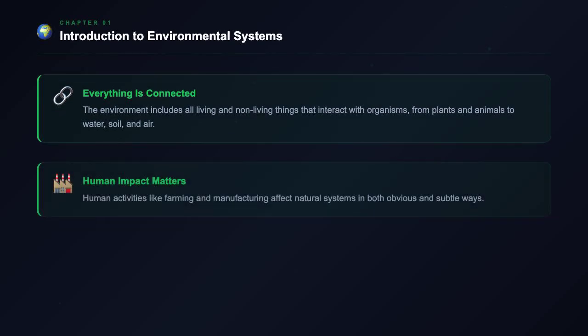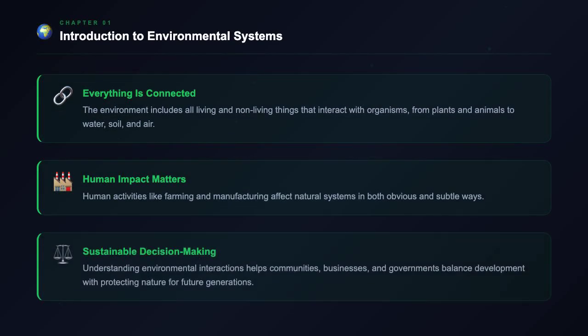The environment includes everything around us, living and non-living, that interacts with organisms. This includes plants, animals, water, soil, air, and their relationships. Human activities like farming and manufacturing impact natural systems, causing obvious and subtle effects. Understanding these interactions helps us make sustainable decisions.